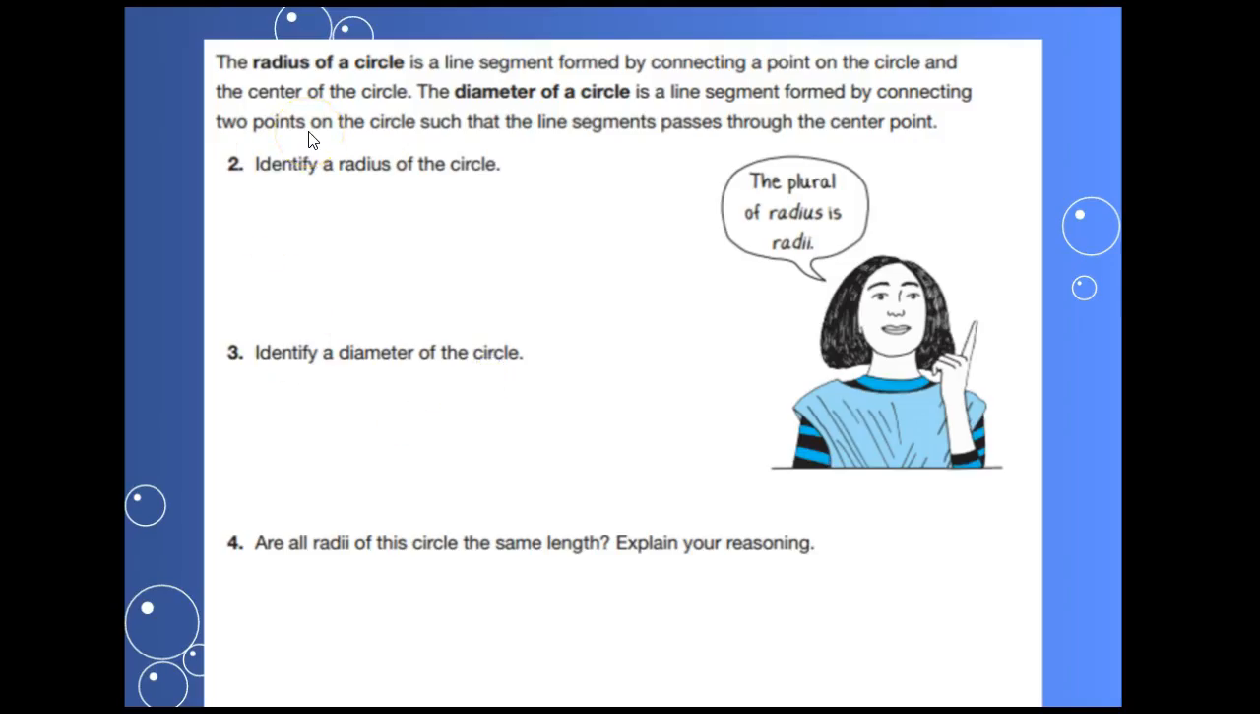The radius of a circle is a line segment formed by connecting a point on the circle and the center of the circle. The diameter of a circle is a line segment formed by connecting 2 points on the circle such that the line segment passes through the center point. Alright, so now, why don't you identify for me a radius of the circle? Keep in mind, there is more than one radius.